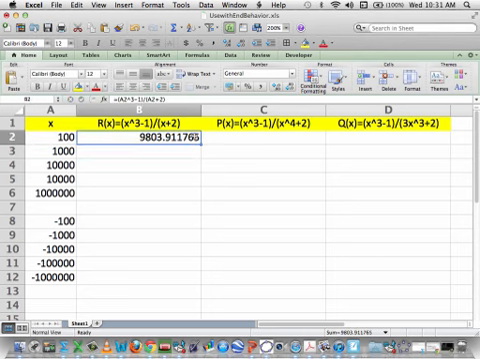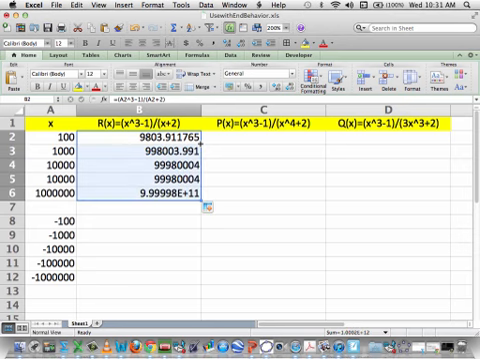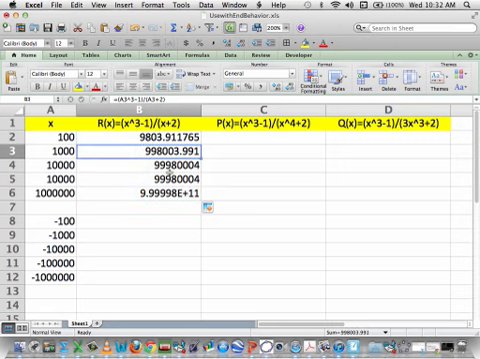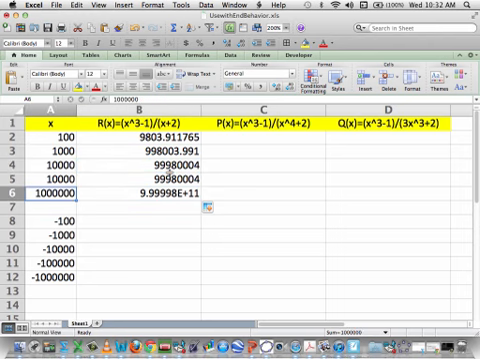Now Excel's smart, and it will use relative cell references if you double click on this little blue square. It should stop once you get to row 6, because there's nothing below row 6. Okay, so we can see that as x gets larger and larger, the r of x values get larger and larger as well. So this looks like the same thing we saw with polynomial functions.